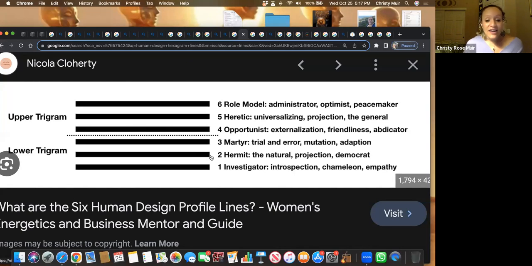The second line is the hermit. The hermit doesn't need to know about the investigator or the foundation. The hermit is a natural. So the hermit sort of sits on top of the foundation. It dances on top of the foundation, and it uses what it naturally recognizes works about the foundation. The second line is about absorption.